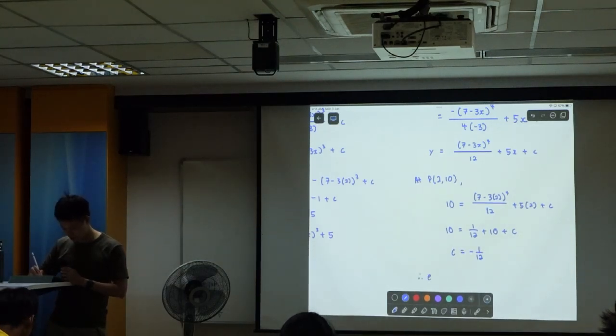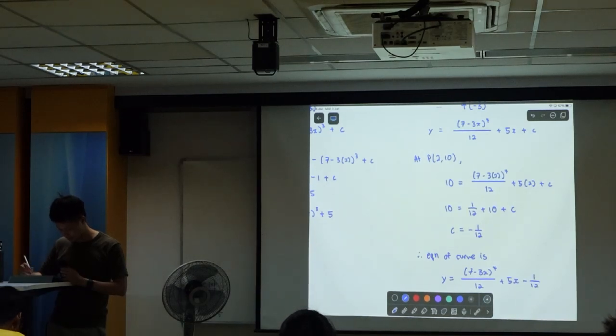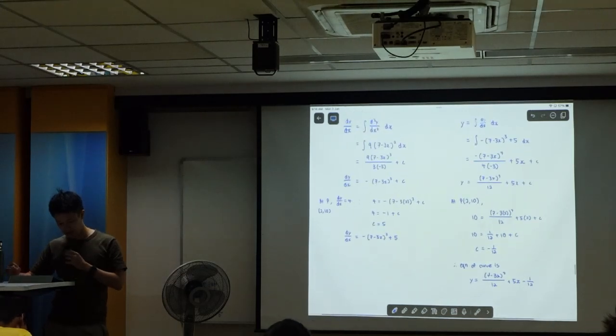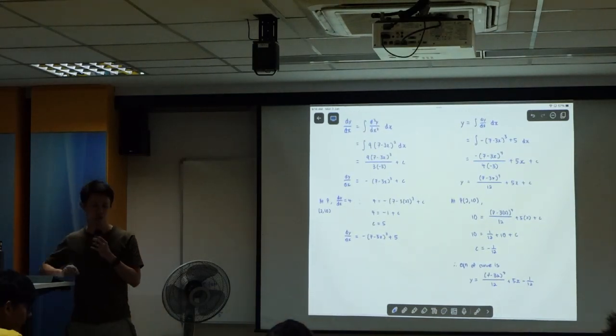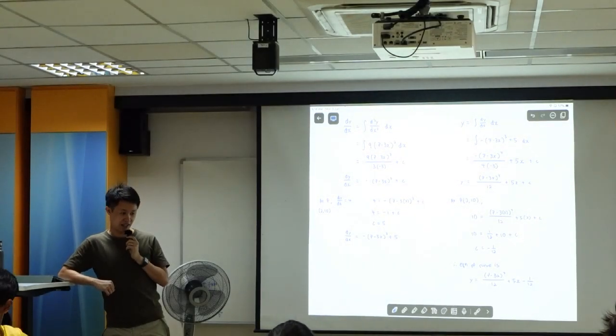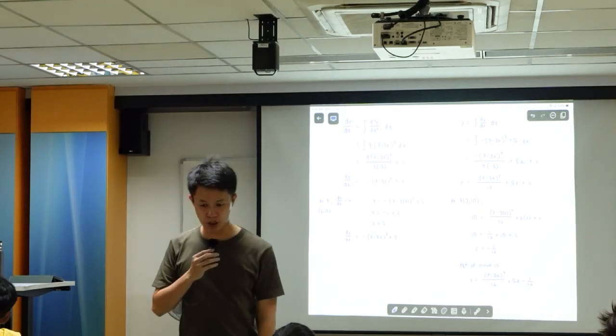So therefore, the equation of the curve is y equals (7 minus 3x) to the power of 4 divided by 12 plus 5x minus 1 over 12. So you integrate twice over here. But every step you integrate, you need to use the information given from the question to solve for the unknown constant. Okay, can? So that is how we can apply integration in coordinate geometry questions.